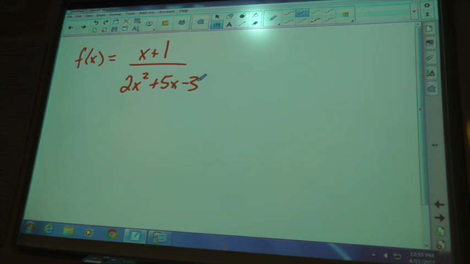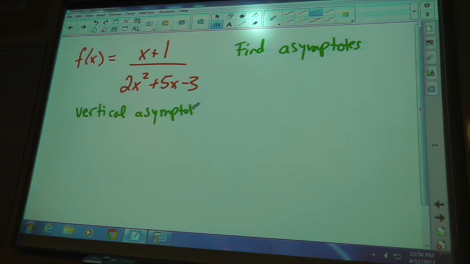Now, does this look familiar? How many times did we solve this one? A bunch, right? Let's find the asymptotes. Now all we did before was find the domain, right? So the vertical asymptotes, here's the secret, are where the denominator equals 0.